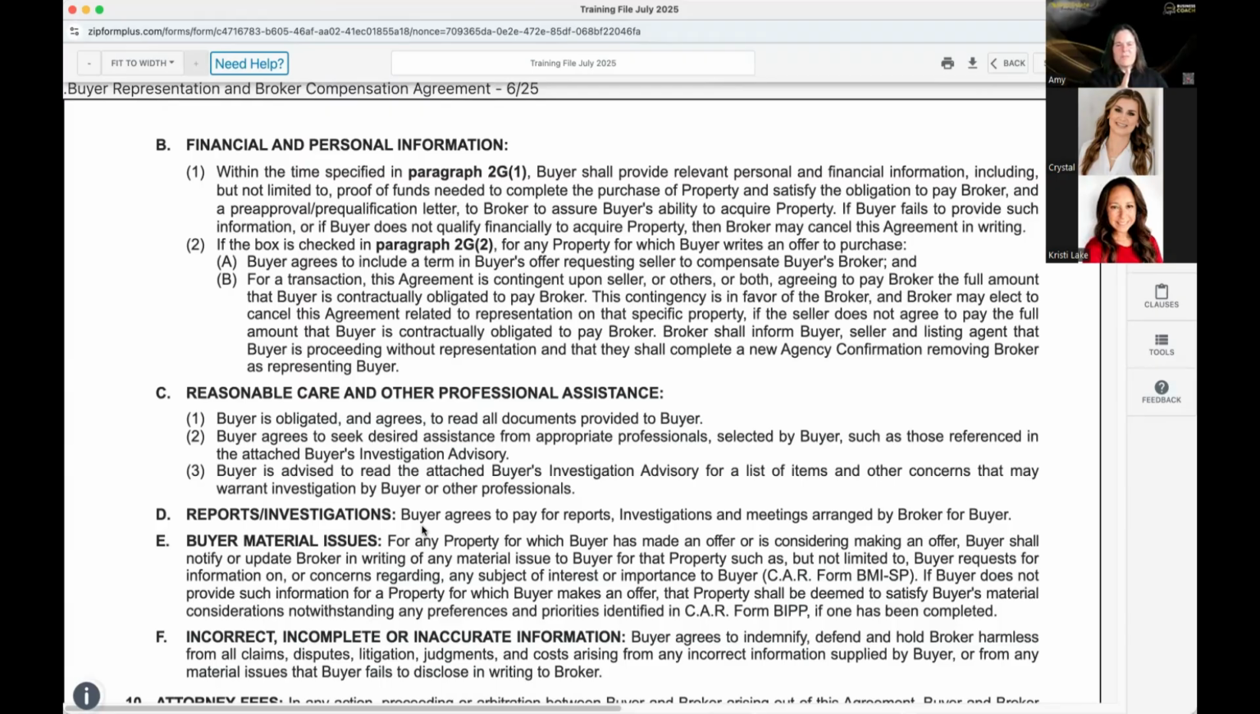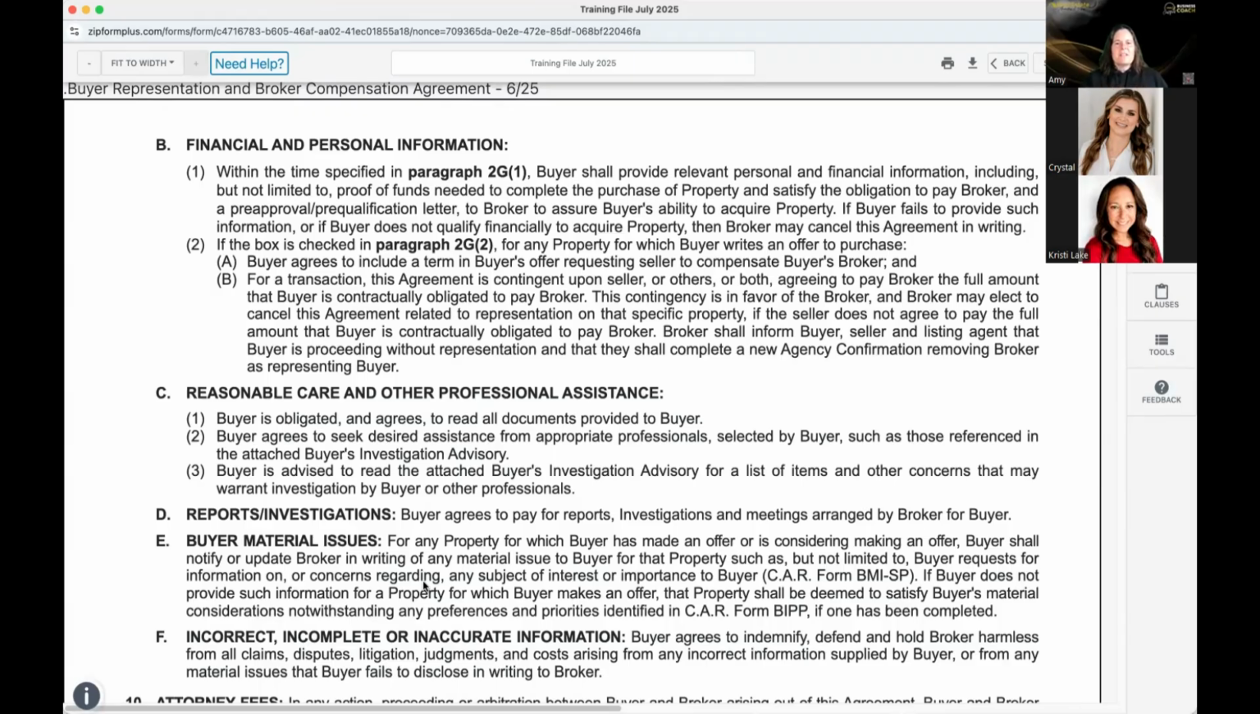There is a form for that as well that I can guarantee you almost nobody uses. I would recommend using it. That's the BMI-SP. It's the buyer material issues for the specific property form. We'll be covering that one as well. I would recommend giving them a copy of it with this form here. When they sign their buyer representation agreement, they get a blank form. I would give it to them when we do our buyer consultation. I like the form. We'll talk about it more in detail on why I like it so much.